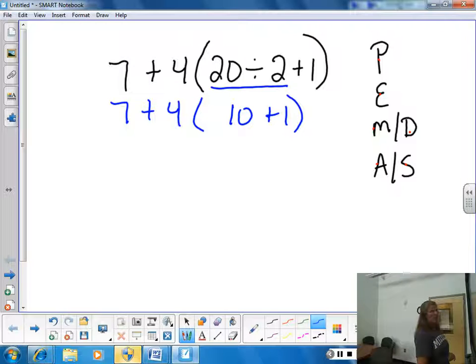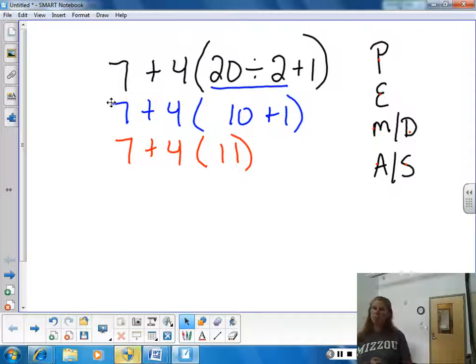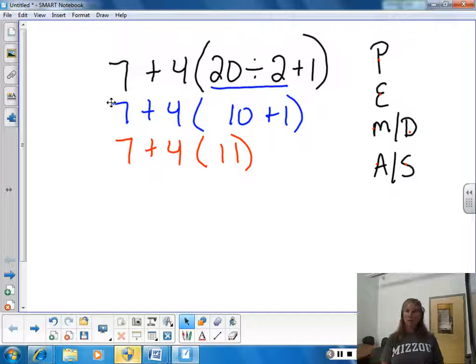Next thing I'm going to do is finish the parentheses. So I have 7 plus 4, and 10 plus 1 is 11. So what people want to do with the order of operations is skip steps, do steps in their head. Well, problems eventually get harder, and this is something that people have trouble with in basic math, in Math 94, in Math 98, in Math 99. Every class I've ever taught, people struggle with the order of operations. The more detail you can show yourself, the less chance of making a mistake. So I strongly urge you not to skip steps.